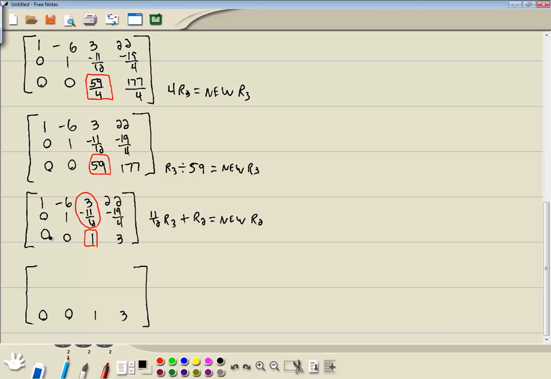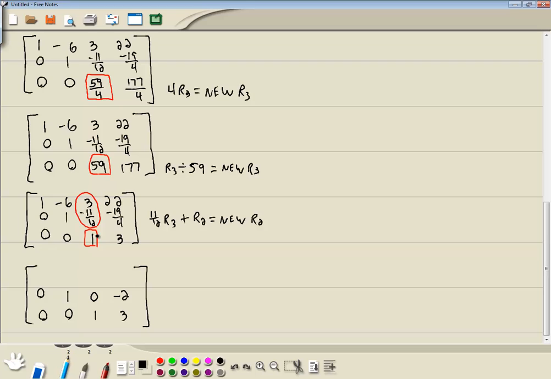Okay. 11 twelfths, sorry. 11 twelfths times 0, 0 plus 0, 0. 11 twelfths times 0, 0 plus 1 is 1. 11 twelfths times 1 is 11 twelfths plus negative 11 twelfths is 0. 11 twelfths times 3. And I'm doing this on my calculator. So 11 divided by 12 times 3 plus negative 19 fourths. Well, that came out nice. Negative 2.